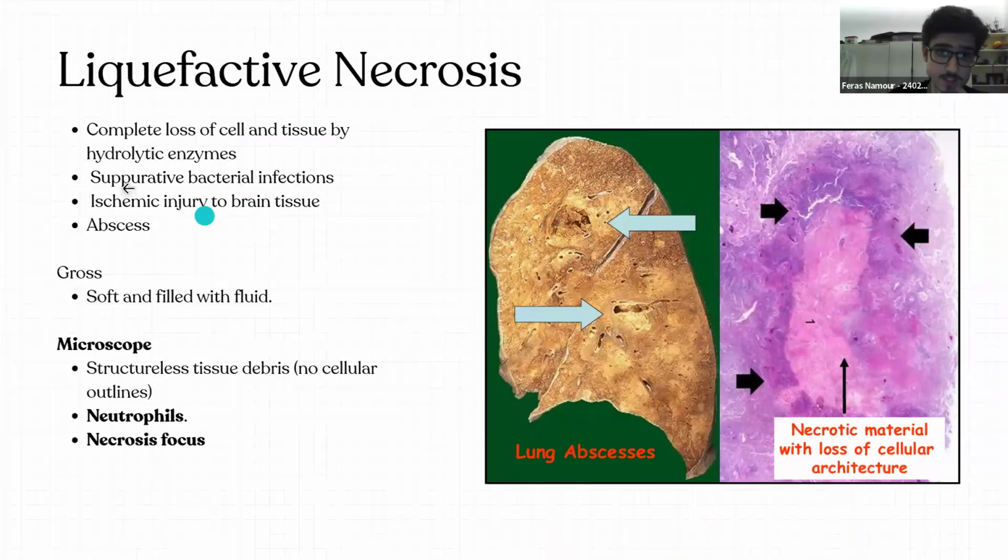So liquefactive necrosis usually happens due to suppurative bacterial infection, for example, Staph aureus, Staphylococci, and so on. It happens also in ischemic injury to brain tissue. So usually, if you guys recall, I said coagulative happens in solid organs. If your organ isn't as solid, it's going to have liquefactive necrosis. So for example, lungs and brain, both of these are soft tissue, so they're going to have liquefactive necrosis.